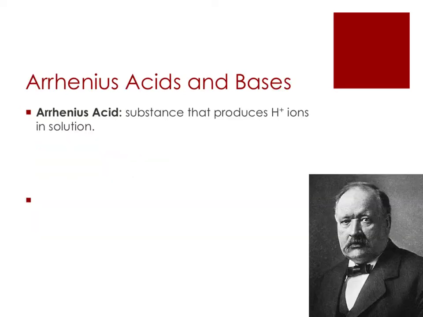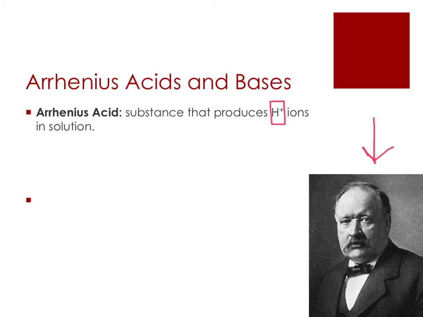So what is it that makes an acid an acid and a base a base? Well, there's actually several different definitions. The one we're looking at in this video, however, is the Arrhenius definition of acids and bases. So this handsome fellow right down here, that's Arrhenius. And he tells us that Arrhenius acids are substances that produce H+ ions in solution.